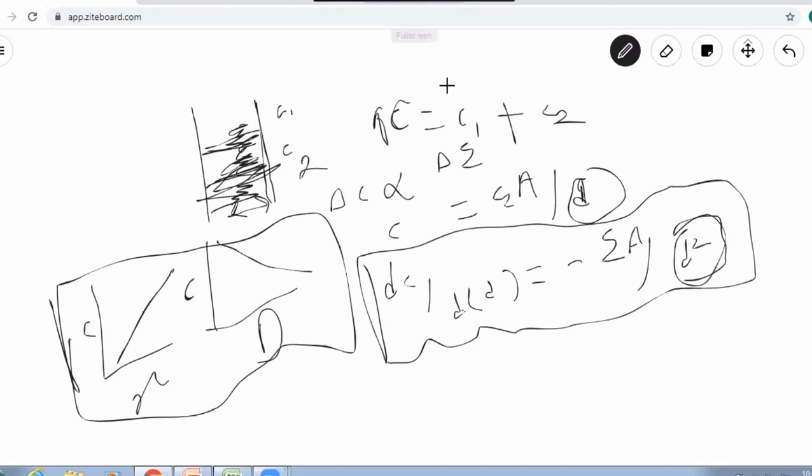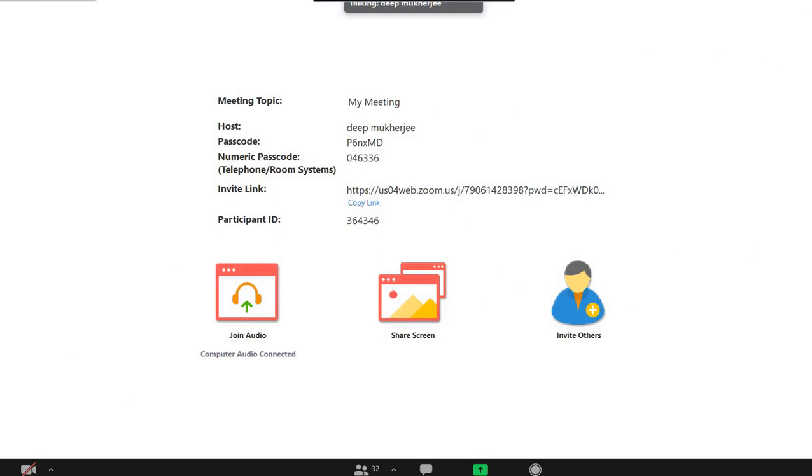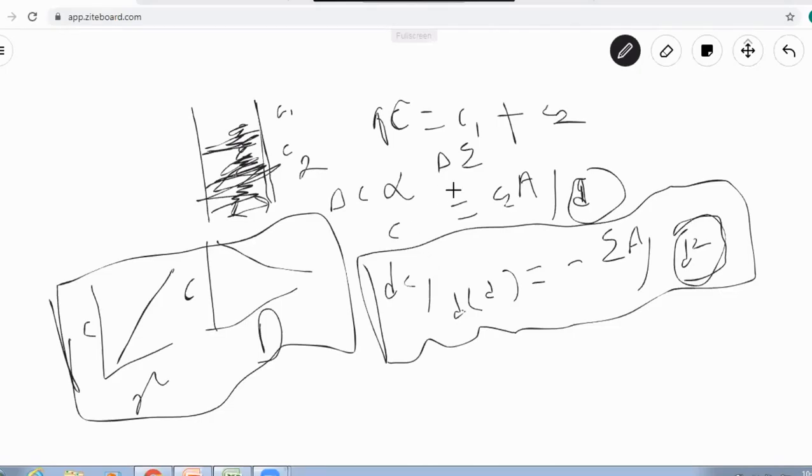Fine. So actually, this is the main working of a capacitive transducer. That is C equals, the significance of this equation, C equals epsilon A by D. That is the main significance.